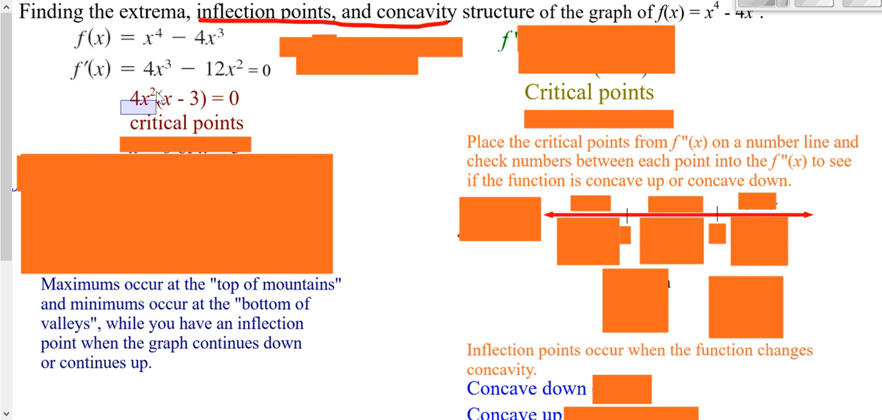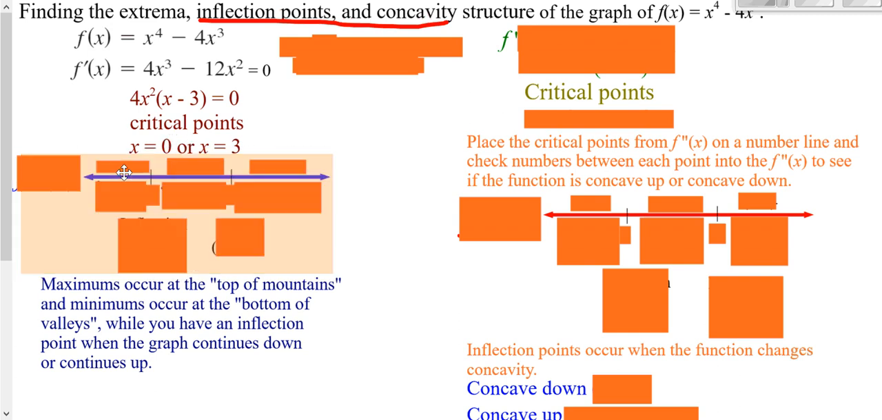So we're going to get a critical point here when that's 0, which is 0, and a critical point here when x minus 3 is 0. In this particular case, we're not going to get any critical points from your first derivative being undefined because you have no variables in the denominator. So you're going to put these two critical points of 0 and 3 on a number line. Now, we got these critical points from your first derivative. So label your number line as your first derivative.